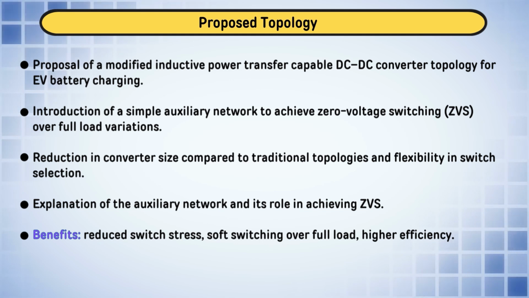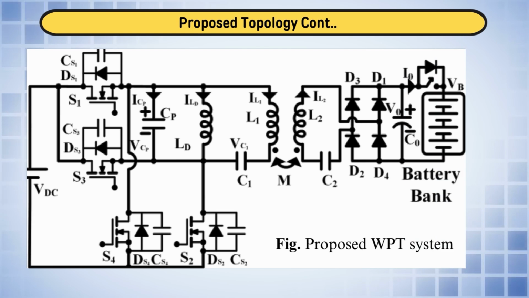So, CC and CV modes will be activated, and through this phase shifting unit we can have the power transfer from source to load, source to battery or battery to source, because it is a bidirectional converter. Here we have utilized single phase shift control.